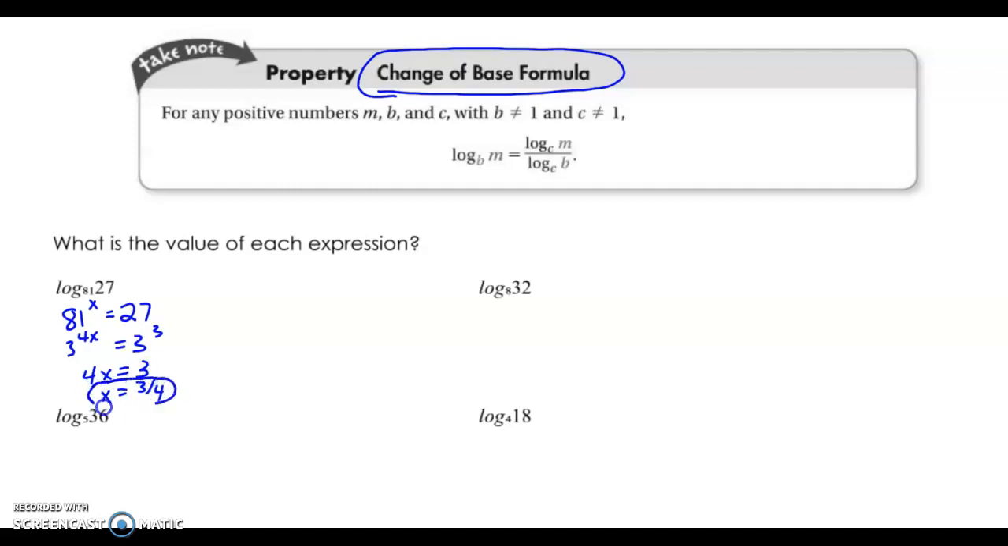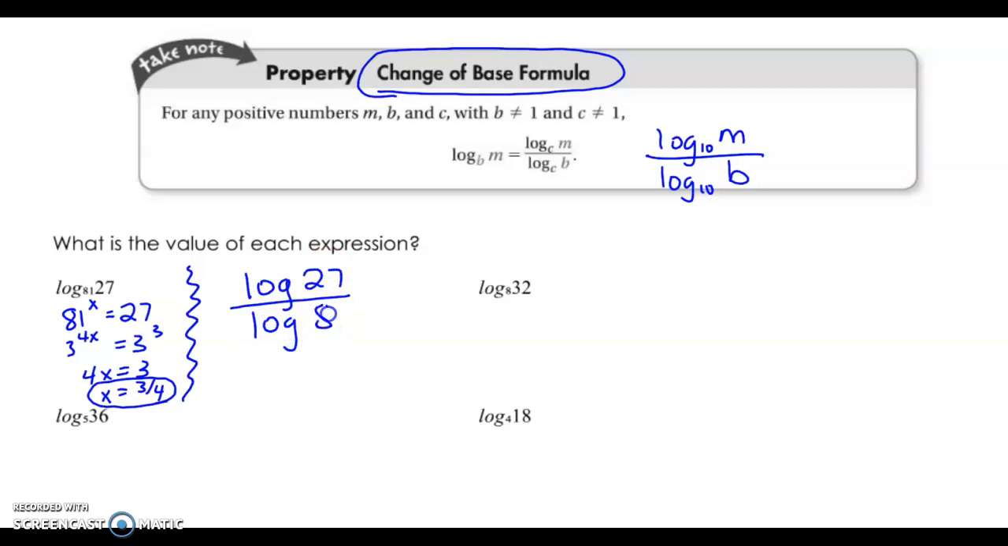Okay, there's another way to figure that out though. It's called the change of base formula. It says I can rewrite my logarithm base b of m as logarithm base c, which we're going to let the base c be 10, over logarithm base 10 because that's the one that your calculator can do, over the b. So if I wanted to do this on my calculator, I could rewrite this as logarithm of 27 divided by the logarithm of 81.